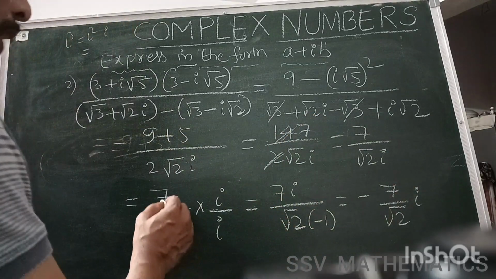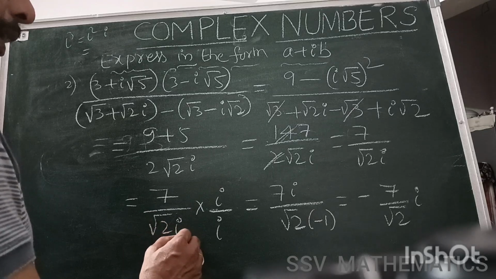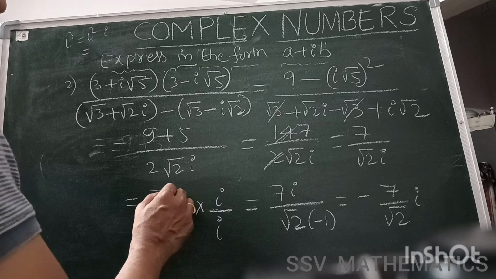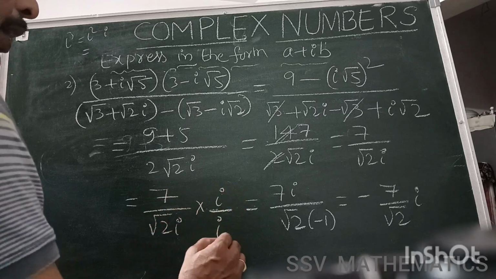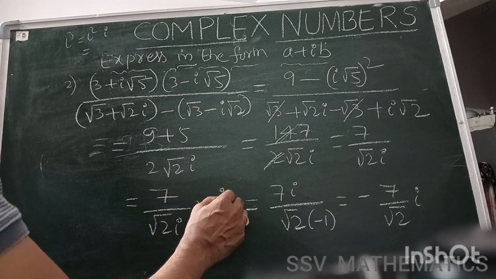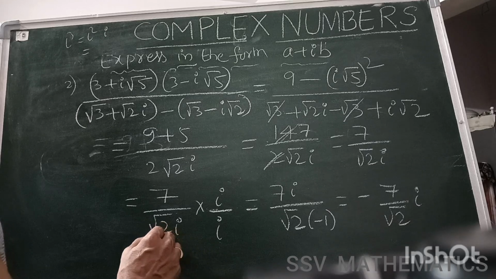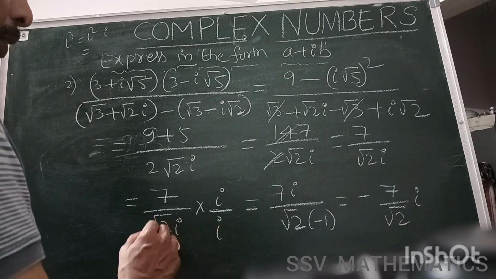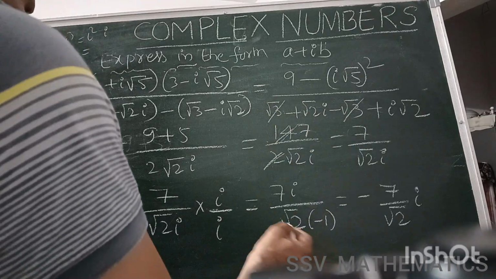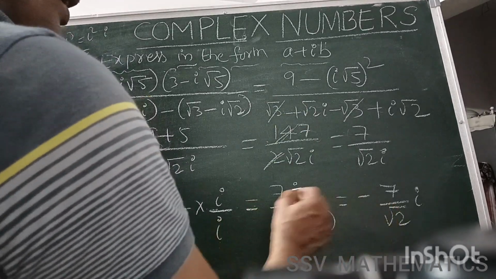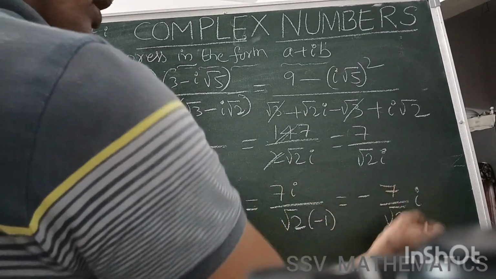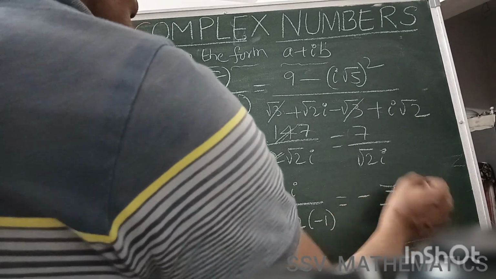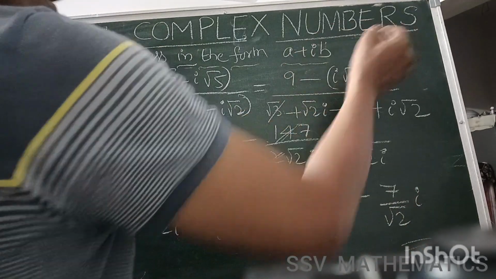In the denominator of 7 by root 2i, i is there, so we multiply and divide by i. 7 by root 2i into i by i: 7 into i is 7i. In the denominator, root 2 into i square. i square is minus 1, so root 2 into minus 1. So plus by minus is minus, 7 by root 2 i. Minus 7 by root 2 i is the a plus ib form.